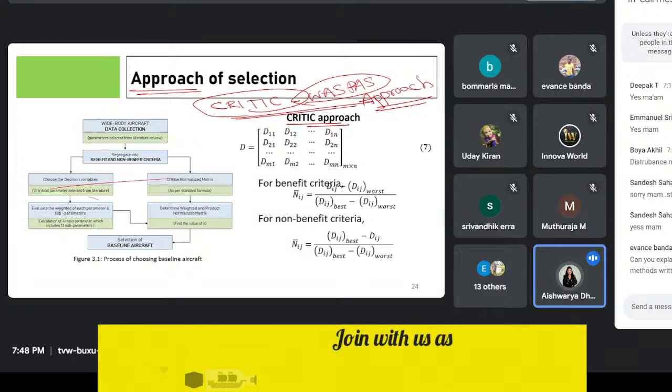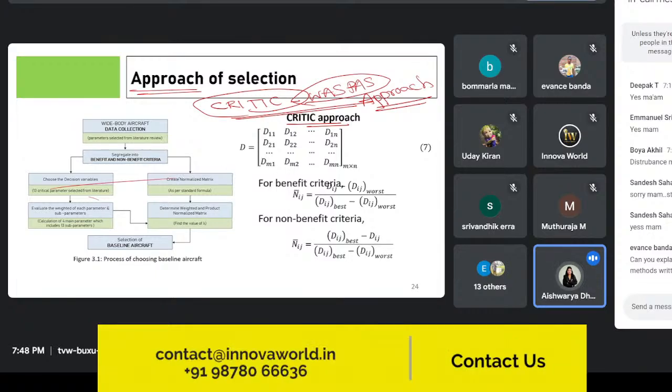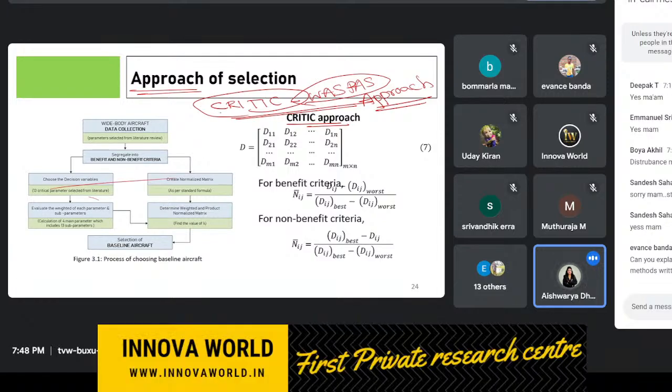Let me repeat once again. The importance here is not why I am utilizing this CRITIC-WASPAS. The point is how I have utilized the hybrid technique and formed this flowchart.